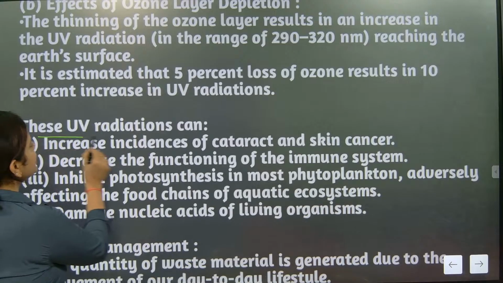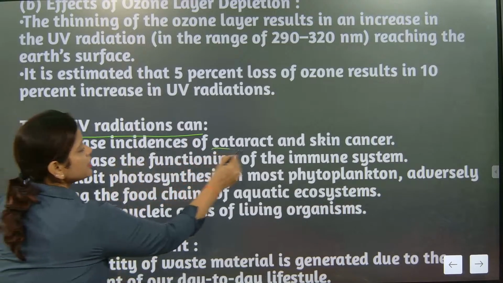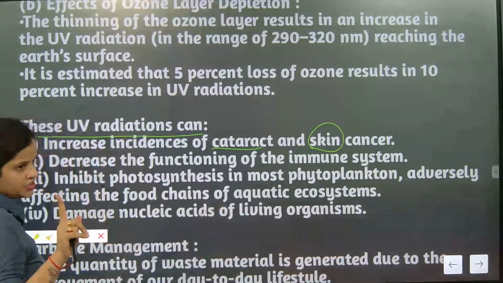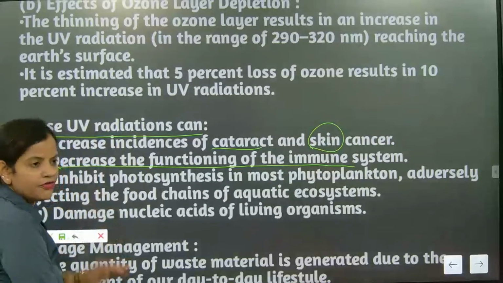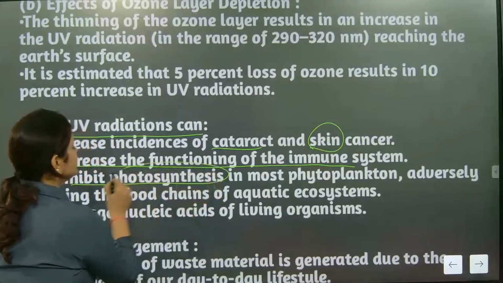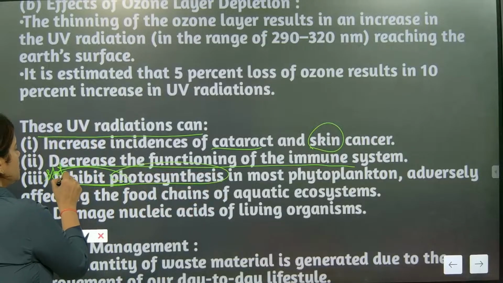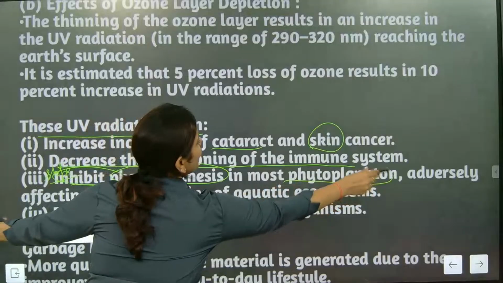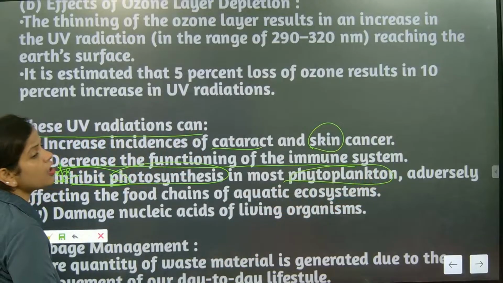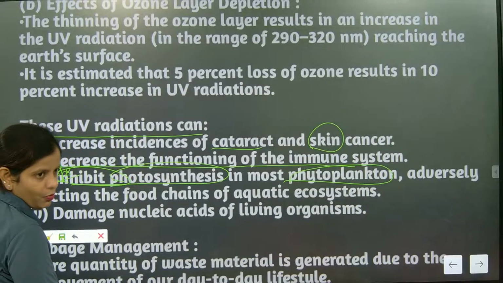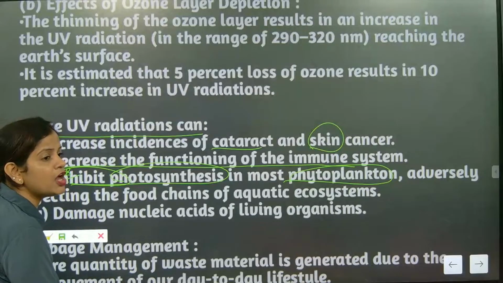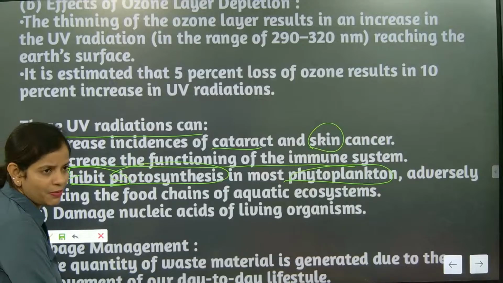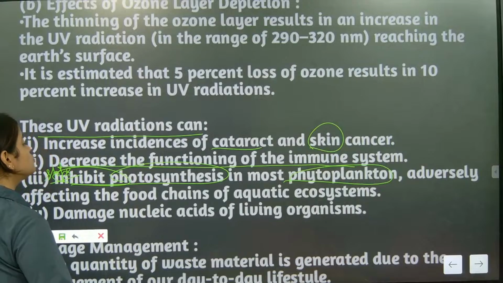So UV radiation can cause cataract and skin cancer. This is the first effect. Second, it decreases the functioning of the immune system. Next, it inhibits photosynthesis; inhibit means stops, in most phytoplanktons, which are organisms that grow in aquatic systems. Phytoplanktons are known for photosynthesis. They are freely floating plants, so they will get affected.